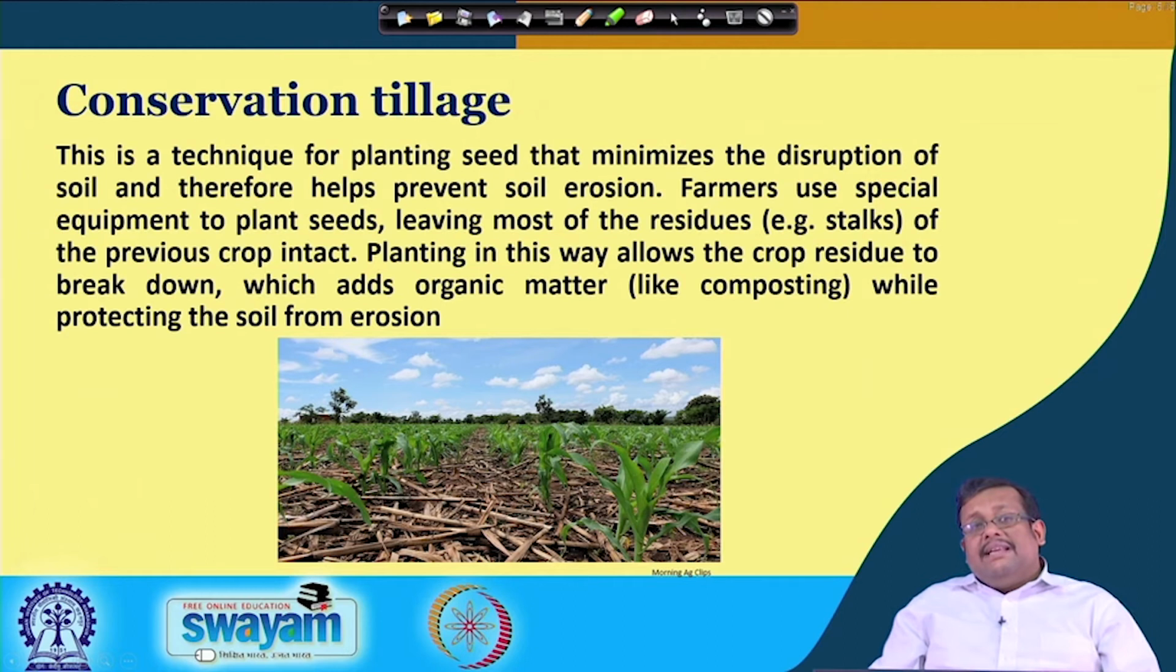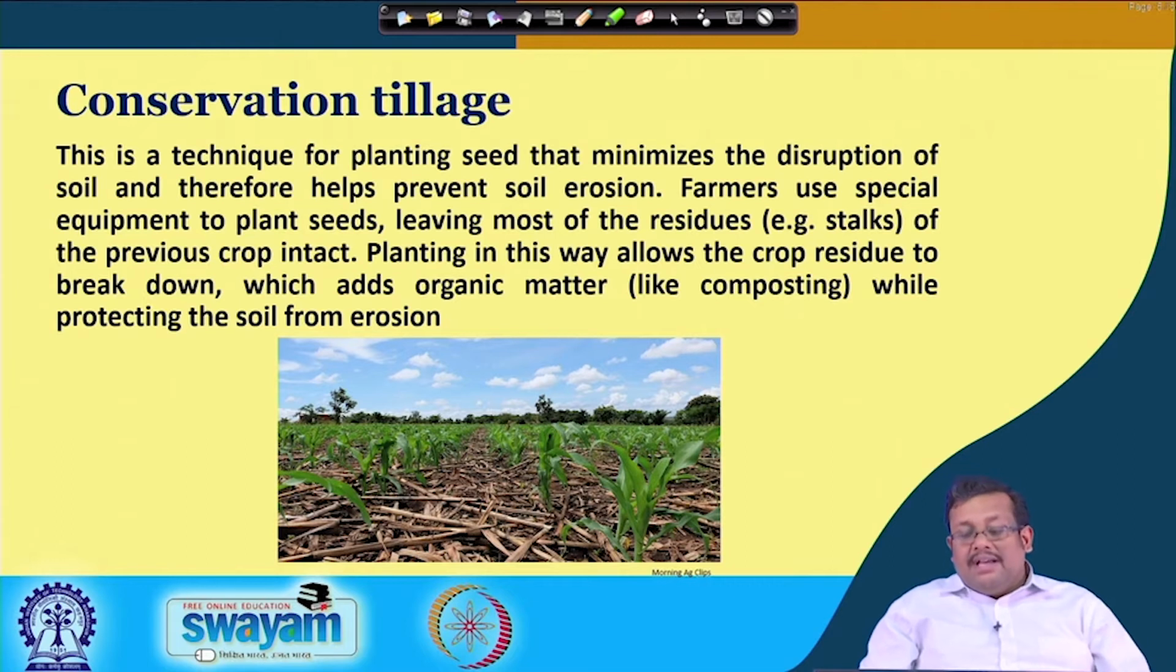Now conservation tillage is basically a technique for planting seed that minimizes the disruption of the soil and therefore helps prevent soil erosion. We have already discussed that in the last slide. And remember that farmers use special equipment to plant seeds, leaving most of the residues like stalks of the previous crop intact, and planting in this way allows the crop residue to break down, which adds further organic matter like composting while protecting the soil from erosion.